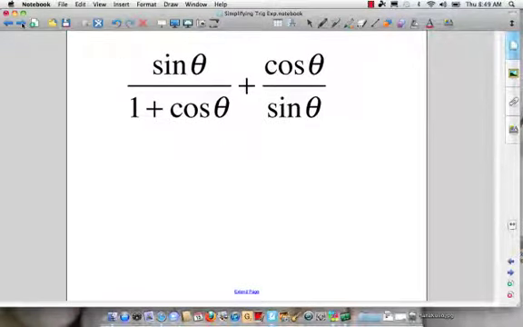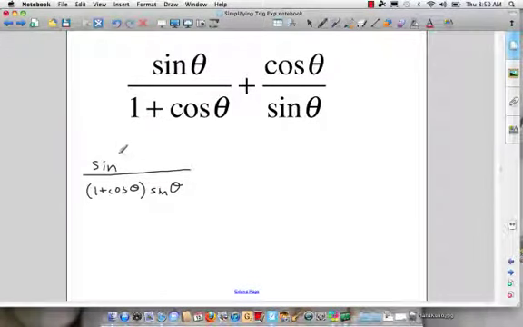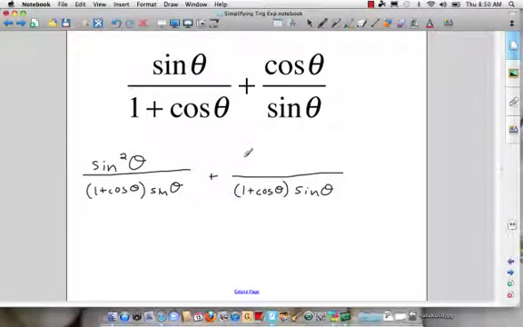Alright, this one involves adding two fractions. So in order to add them, we need a common denominator, which would be simply the product 1 plus cosine theta times sine theta. Can't do any better than just multiply the two denominators together. So that means that this denominator was multiplied by sine of theta, so the numerator, when you multiply it by sine of theta, becomes sine squared theta. And then the second fraction, you have to multiply the numerator and denominator by 1 plus cosine theta, and so you get 1 plus cosine theta times cosine theta.